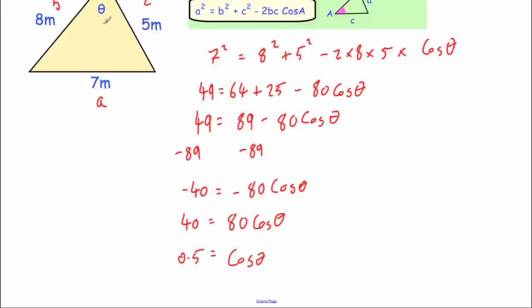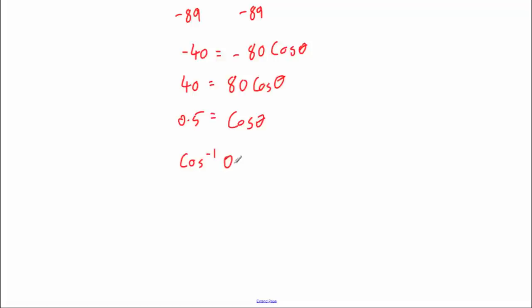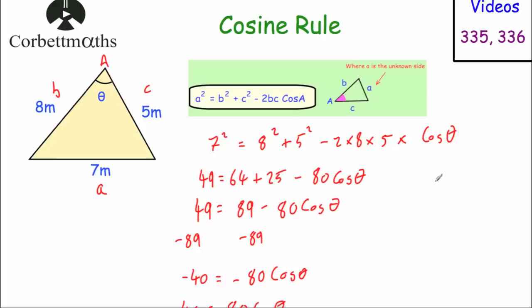So that means that the cos of this angle is 0.5. We don't want to know the cos of the angle. We want to find the angle, so we need to do the opposite. So we're going to do the inverse cos of 0.5, and that will give us the size of our angle. When we do that, we get 60. So that means that beta equals 60 degrees. And that's it. So the cosine rule can be really useful to find missing angles as well as missing sides.